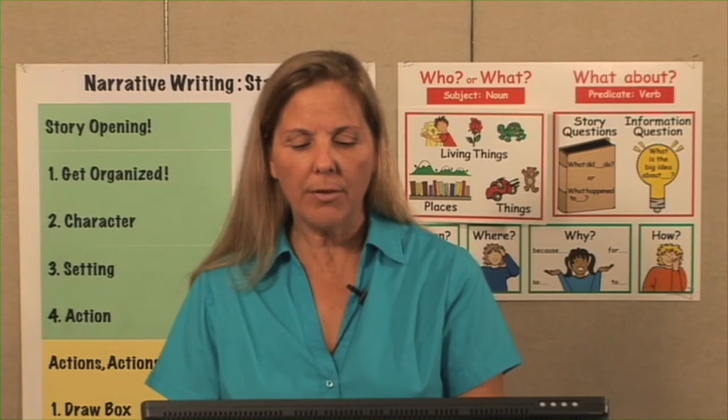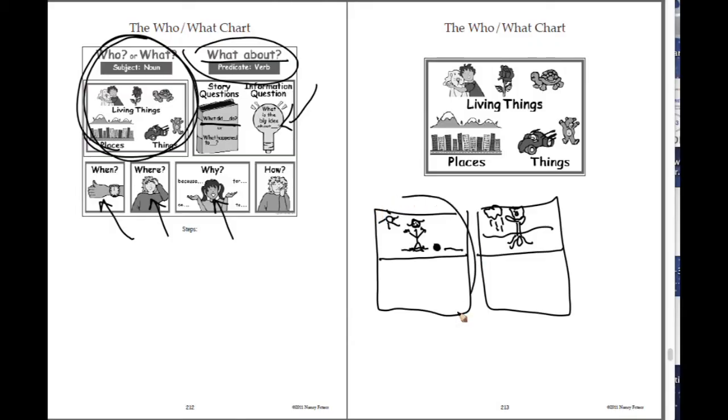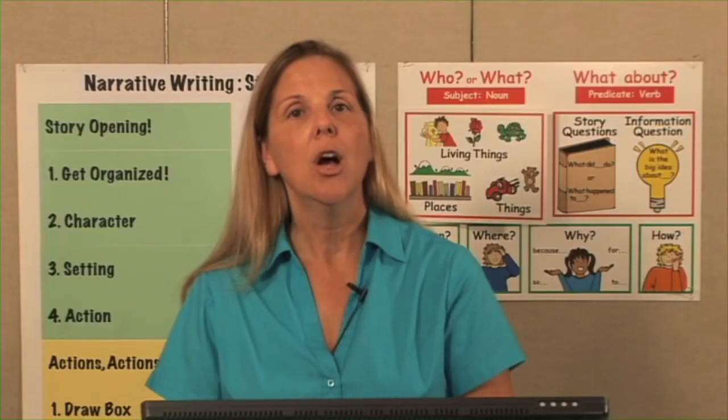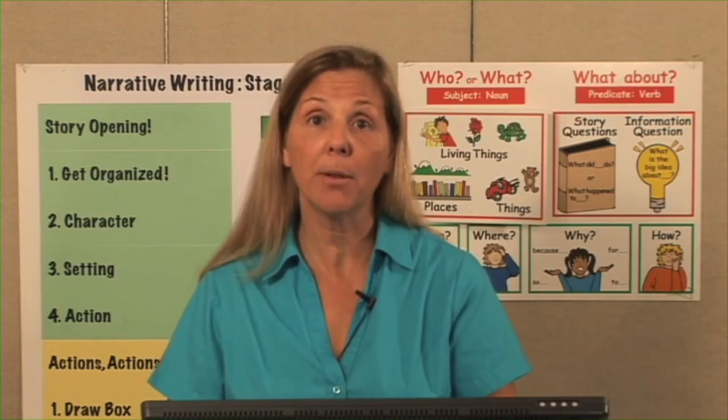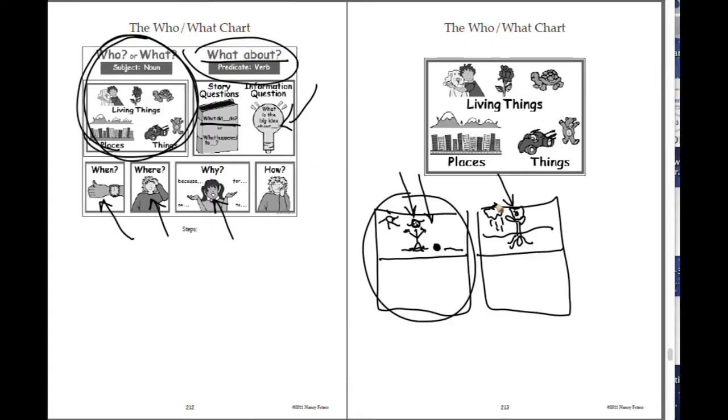So now we have at a very simple level, when it's a story, who or what is doing the action in the picture? What about that person? I am kicking a ball. What is that person doing? I am kicking a ball. When we have information, who or what is the information about? A plant. What about a plant? What information are you telling about a plant? A plant needs water to grow.